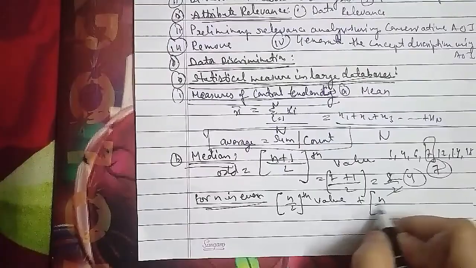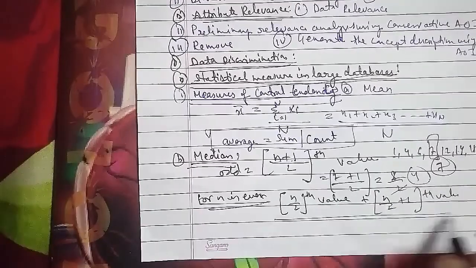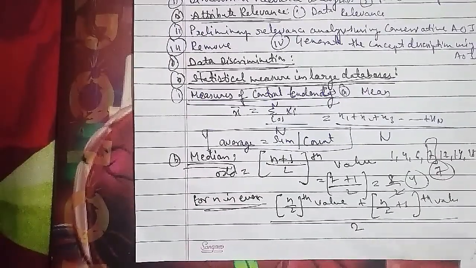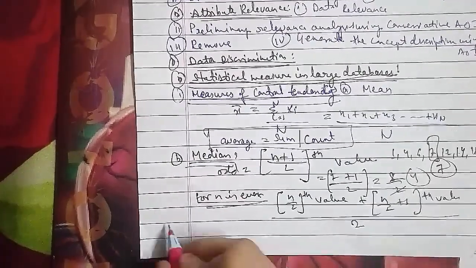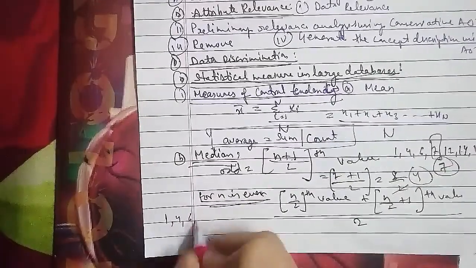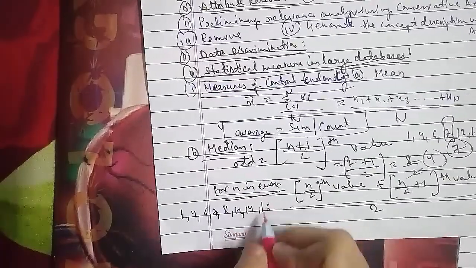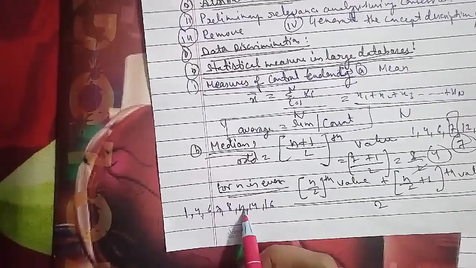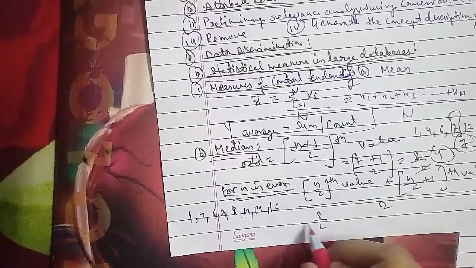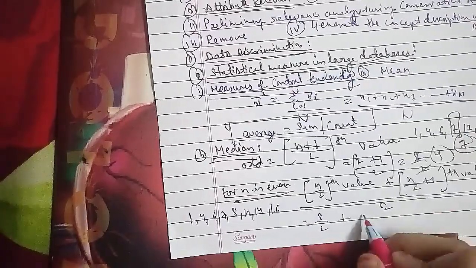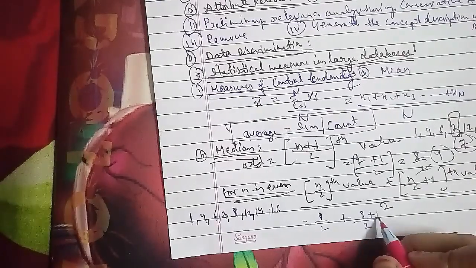So let's take the same kind of question. Taking another question, this is your 1, 4, 6, 7, 8, then 12, 14, and of course 16 here. So here 1 2 3 4 5 6 7 8, n is 8. So in this, that is 8 by 2 plus 8 by 2 plus 1. Here 8 by 2 is your 4, and 8 by 2 plus 1 is 9 by 2. So 4 plus 9 by 2.